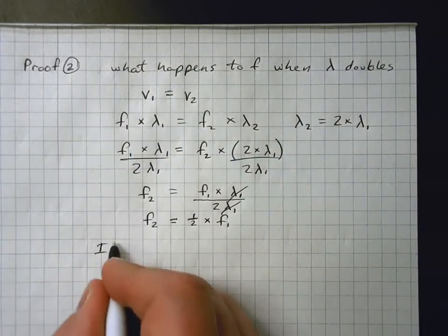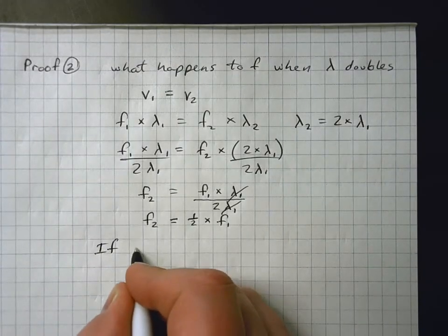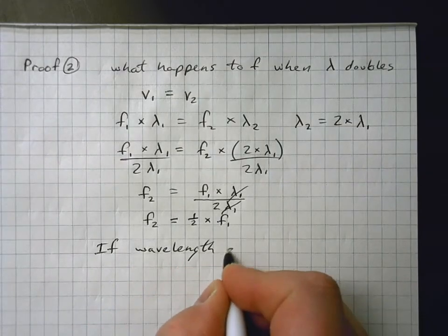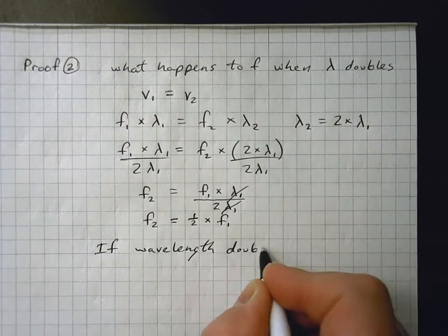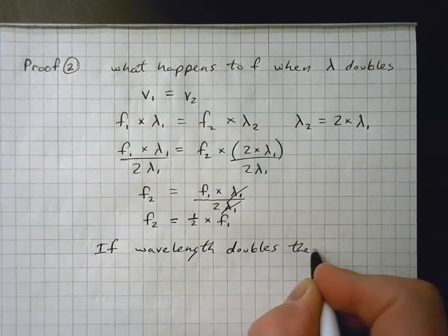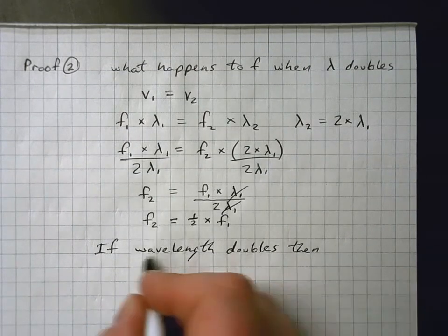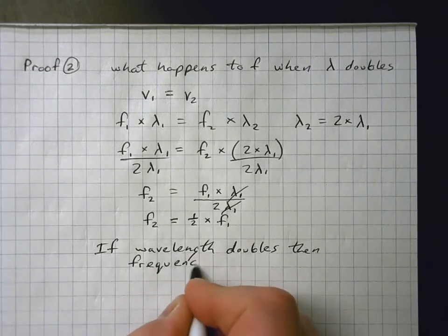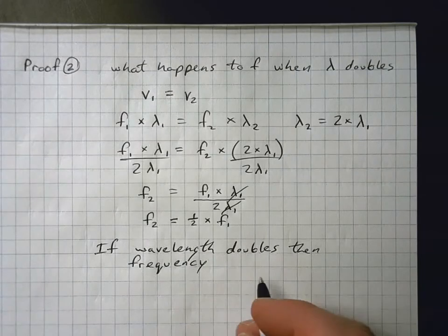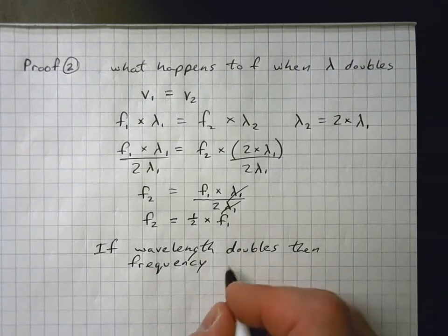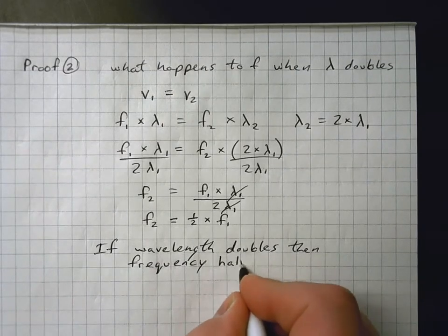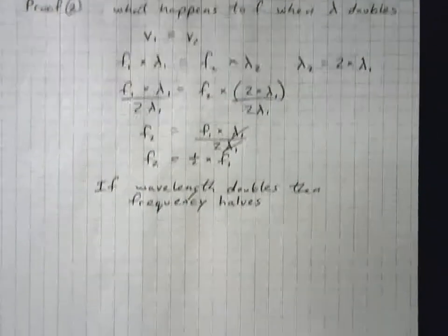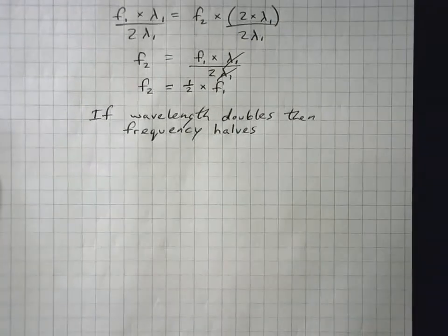If wavelength doubles, then frequency halves. So you can look at them as inverse relationship, right? Because as the other one increases, the other one decreases. Frequency halves. Okay, and of course the math method would still be kind of a little bit easier.